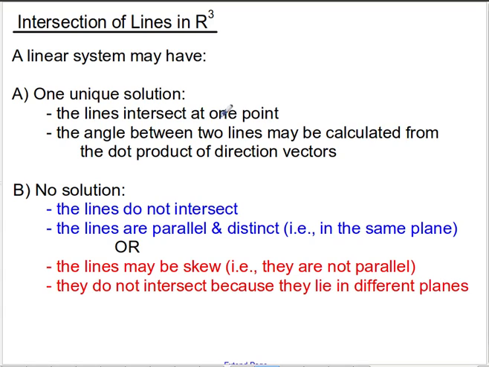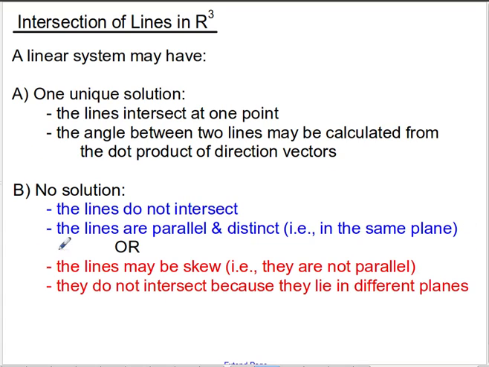In R3, that's actually not so common, and that's because of three-dimensional space. There are many, many more lines that don't intersect than do intersect. But sometimes we do get a situation where the lines intersect at a single point, and since we can represent these lines as vectors, we can actually find the angle between those two lines. We can use the dot product and cosine of theta from the direction vectors to find that angle.